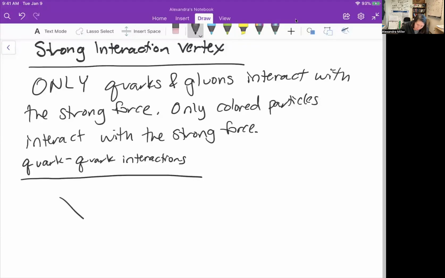Here we have a diagram that looks very similar to our electromagnetic vertex, except now we draw this sort of curly line, which is representing a gluon. The other one was a squiggle. This one looks more like a spring, right? This is our gluon.